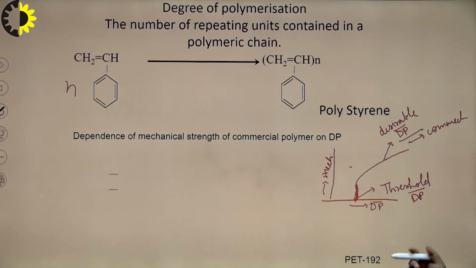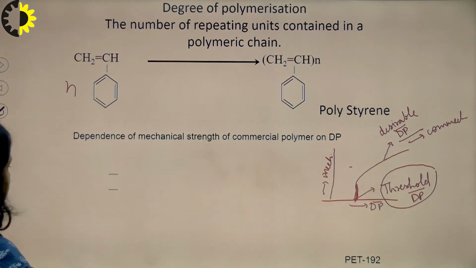Let us clear what the threshold degree of polymerization is. It is the minimum value of degree of polymerization. Below this, the material cannot act as a polymer; it will be a liquid or in some resin form. So, the threshold degree of polymerization is the required value for a material to act as a polymer.